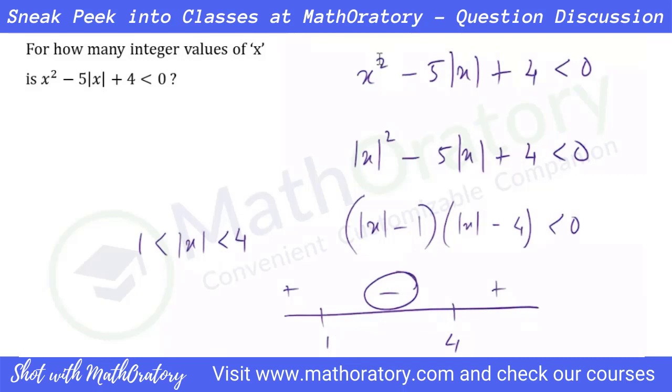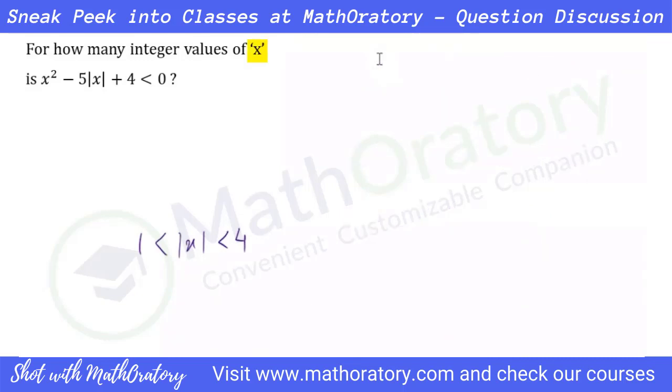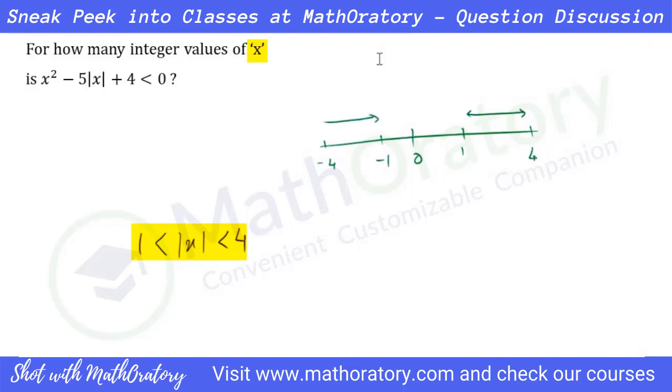Now let us get back to x. So I'm taking all of this off. So we're looking for the magnitude to lie between 1 and 4, right? So it should lie between 1 and 4, the magnitude. So it should be either in between these two or in between these two.